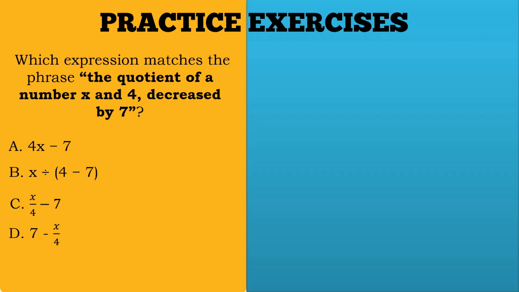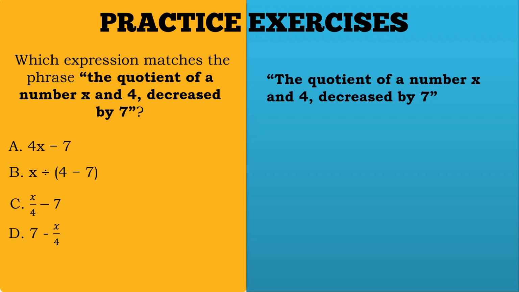Alright, let's translate this mathematical statement into mathematical symbol. The quotient of a number x and 4 decrease by 7.